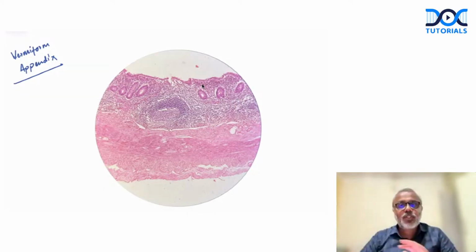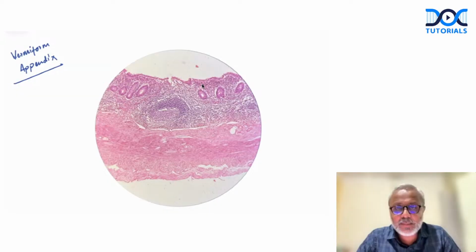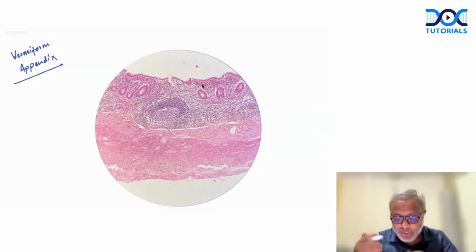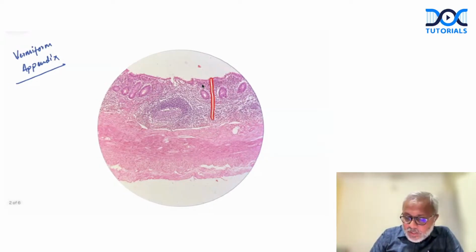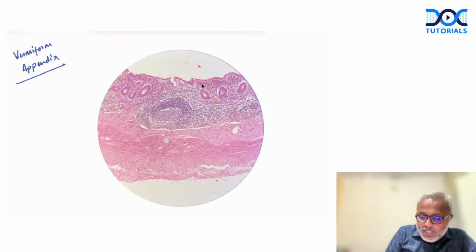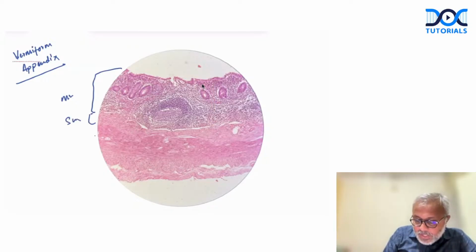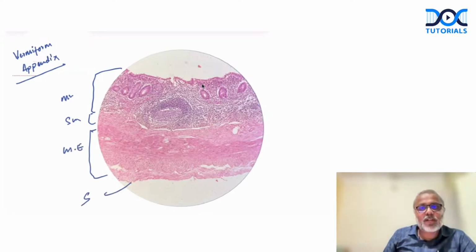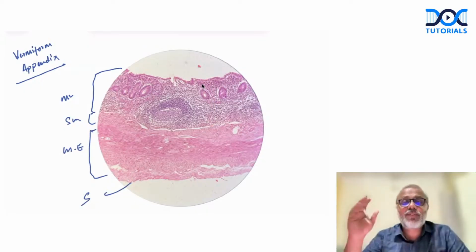Right? Done. So you have answered the first question of the examiner, why this slide is vermiform appendix. Now the examiner will ask you to explain this slide. So you start like, sir, the mucosa of the vermiform appendix. Okay, so let's imagine this is the entire mucosa. This is the submucosa. Here we have the muscular layer, muscularis externa, and this is the serosa. Remember, the entire appendix will have serosa.